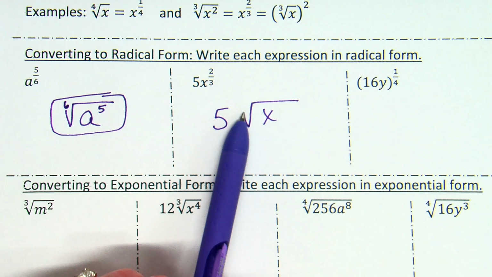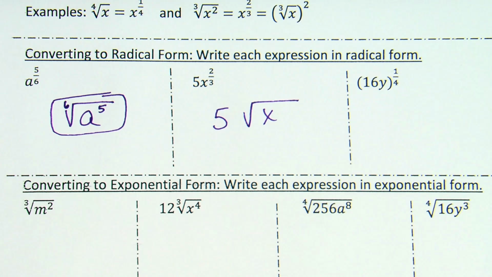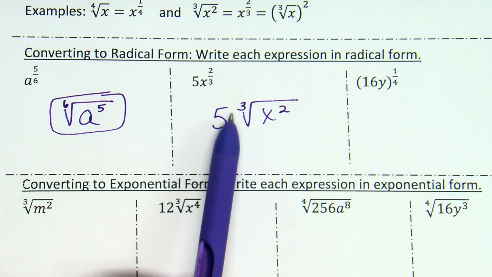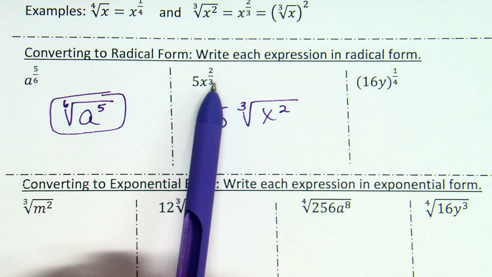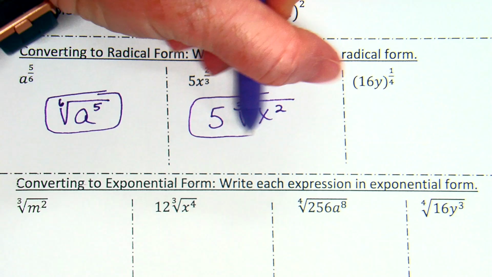Now, what kind of radical? What goes where? The 3 goes to the little thing outside, and the 2 goes on the x. I agree. So this is 5 times the cube root of x to the second. For the third root, 3 goes there because it's in the denominator, 2 goes there because it's in the power. And that's all we're doing. We're just leaving it like that.